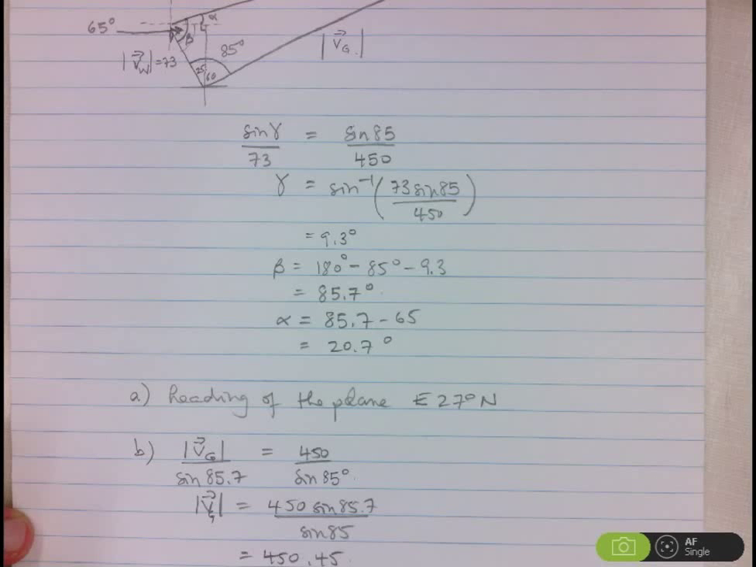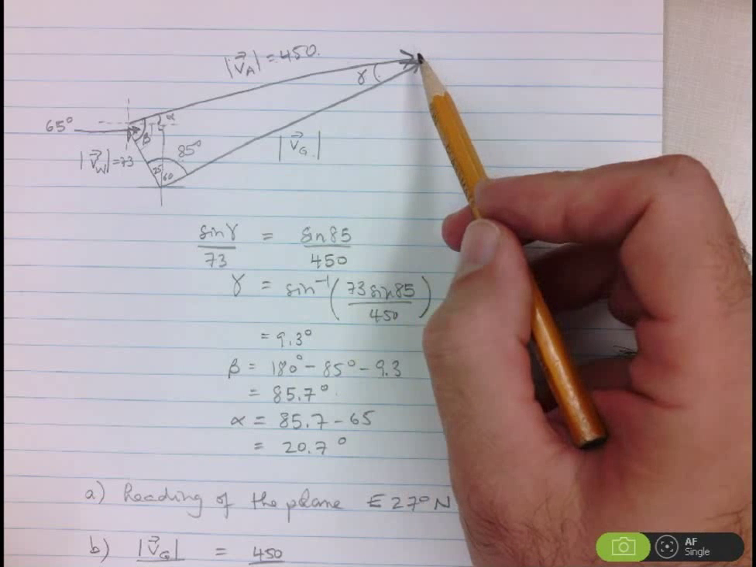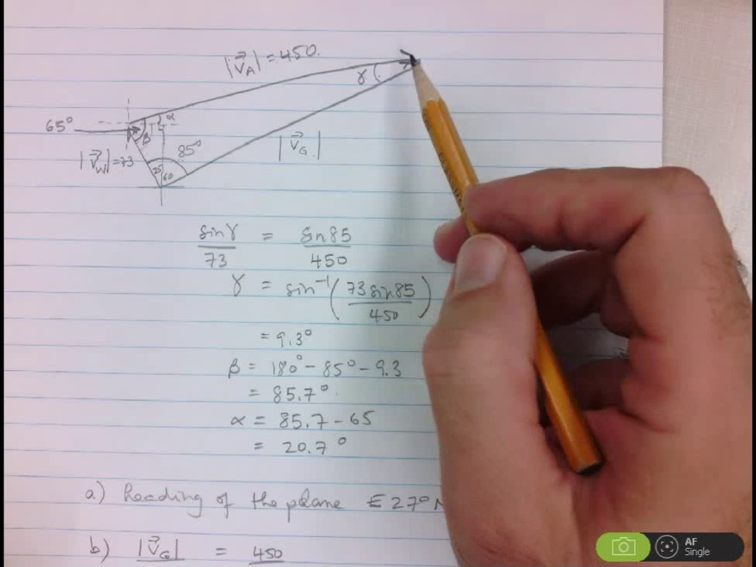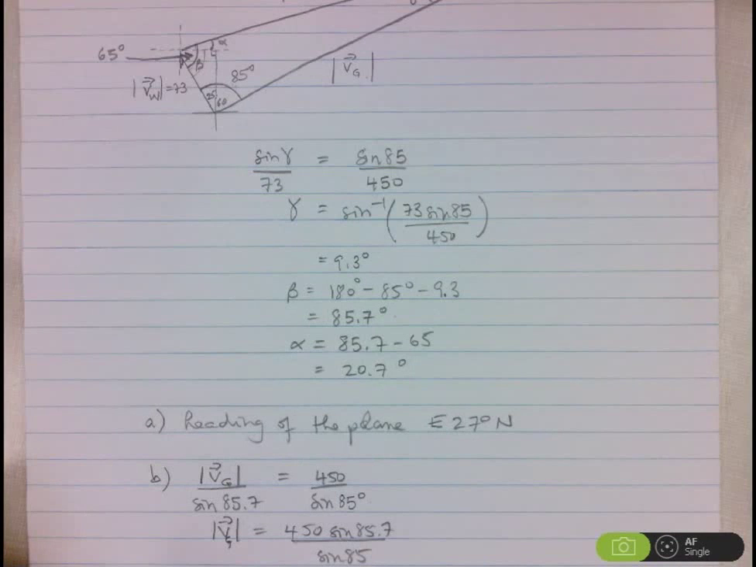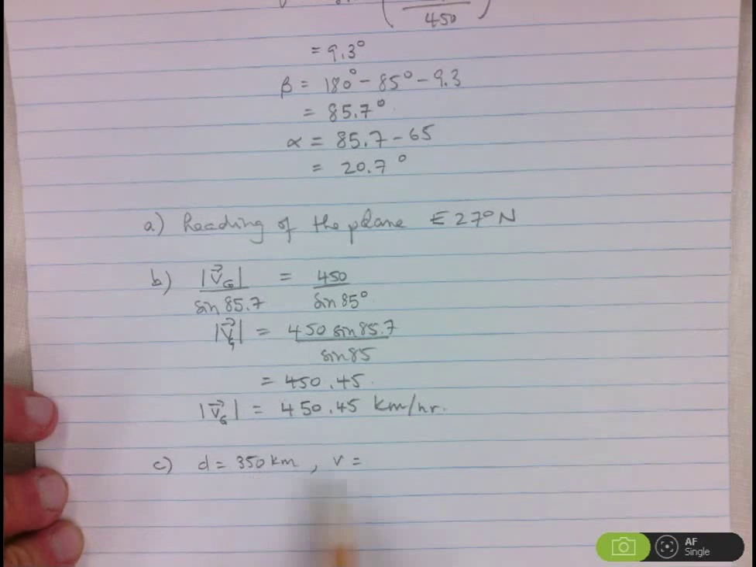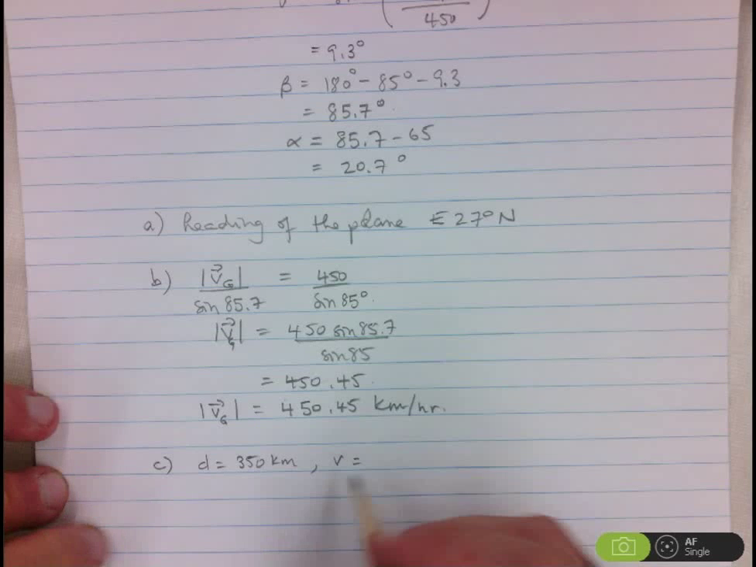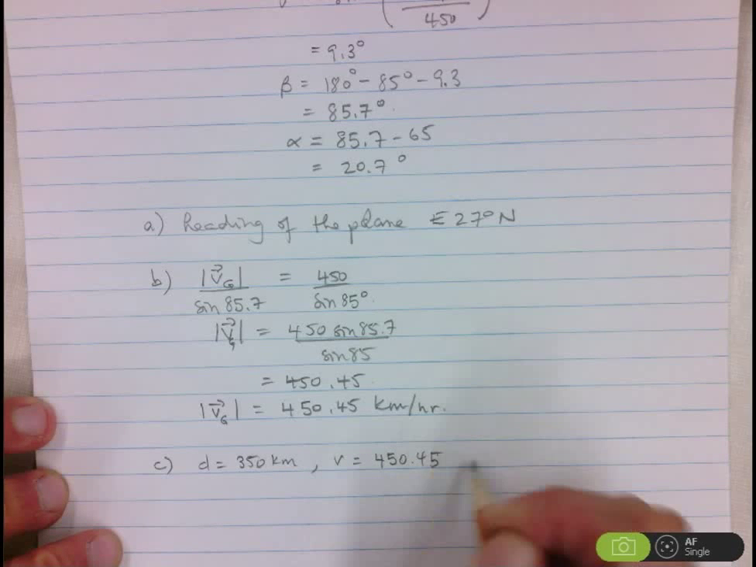The last thing they want us to find is how many minutes it will take for the plane to reach its destination. Well, now I know the velocity that it's going to be traveling at. And I'm told early on in the question that the airport is 350 kilometers away. So in C, we know that the distance is equal to 350 kilometers. Speed, notice I don't have the arrow above it, so I use V for the speed, is 450.45 kilometers per hour.